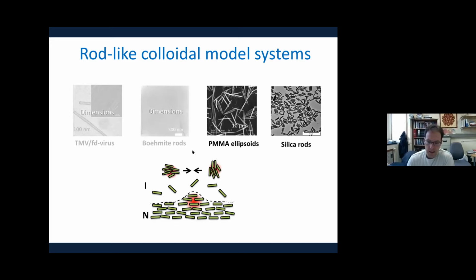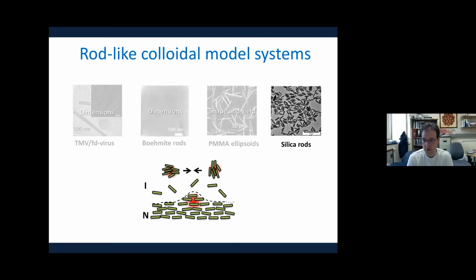Then you have, for example, the PMMA ellipsoids. So in principle, they're good because you can refractive index match and density match. But the point is that they don't really show very nice smectic phases, and to make them is a bit of a pain because you need to stretch these spherical particles, and the yield and the shape is just not ideal.